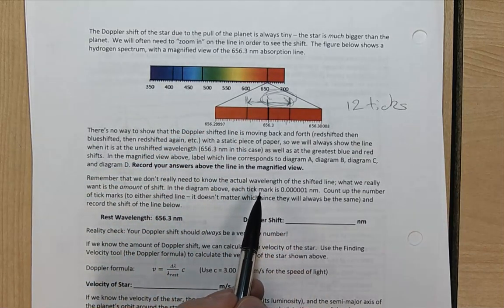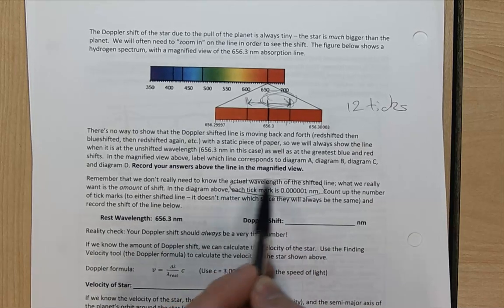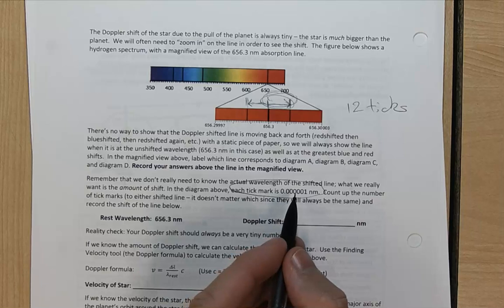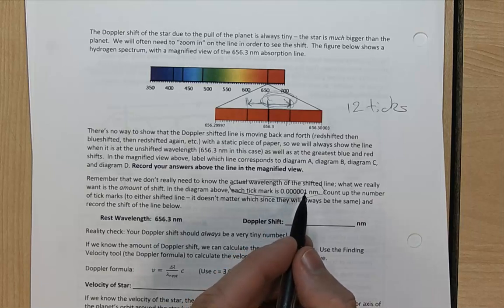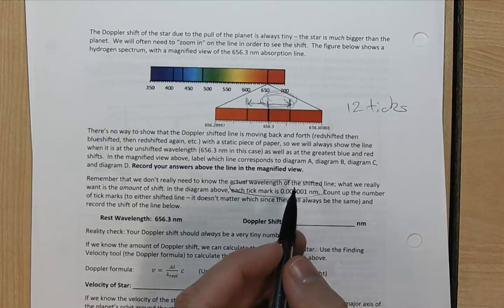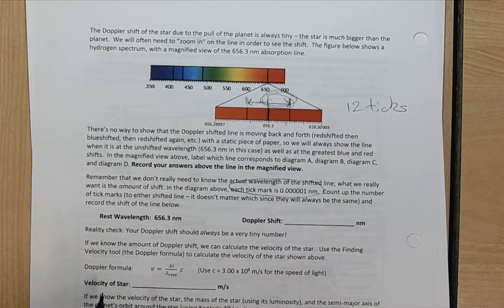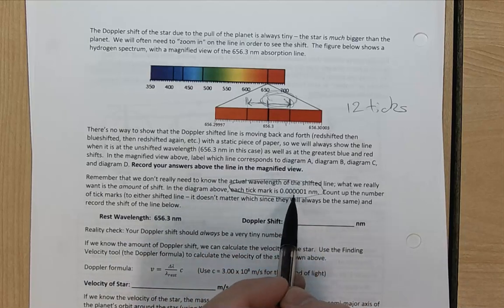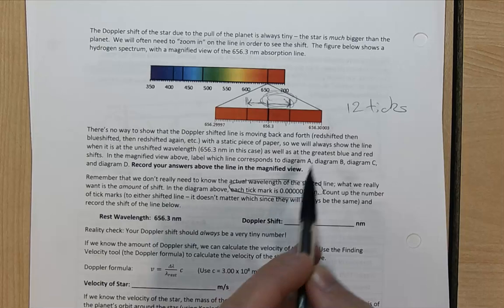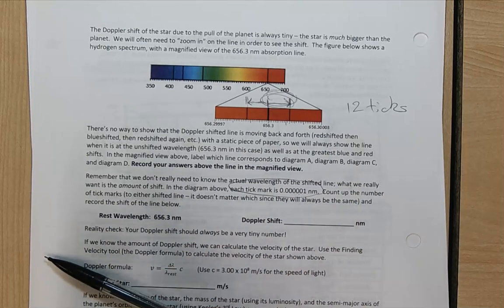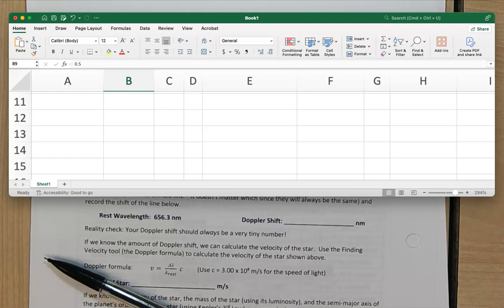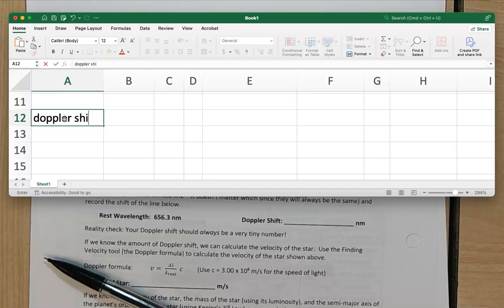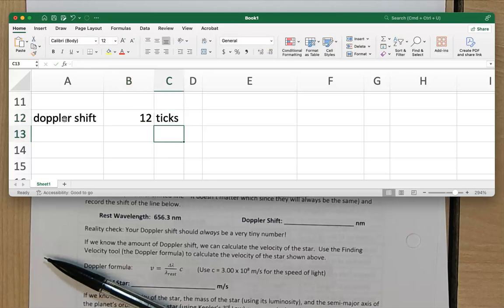We know that the scale of this spectrum is that each tick mark is 0.000001 nanometers. So what's the Doppler shift? Well, it'll be the number of nanometers per tick mark times the number of tick marks. And I'm going to have my spreadsheet do this for me. Doppler shift. Okay, I'm going to do this the easiest way possible. I'm just going to count tick marks. Okay, the spectrum is shifted 12 tick marks.